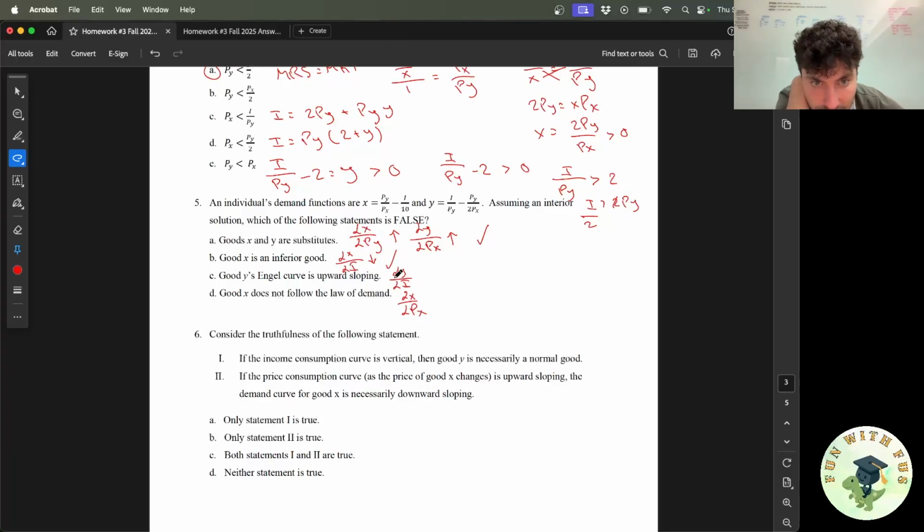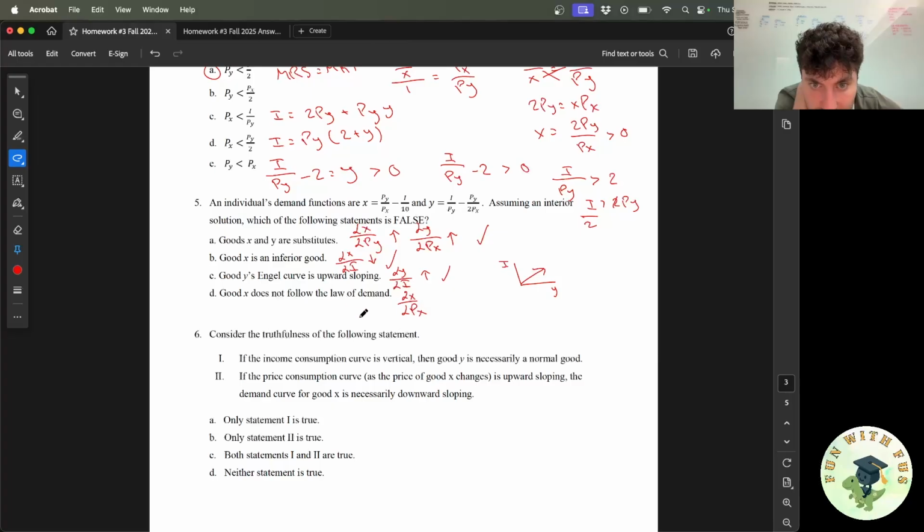The good Y's Engel curve is upward sloping. So if I got that, then the income is going to be bigger, so it's a positive relationship. And just a reminder on the Engel curve, this is where you plot a good with income. So as my income goes up, my amount of Y also goes up. So I am liking that answer.